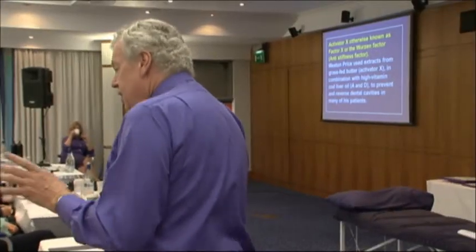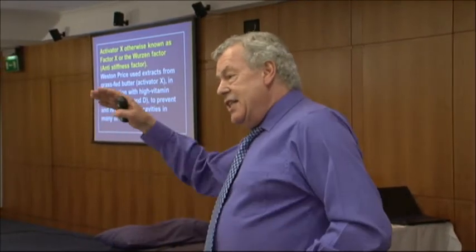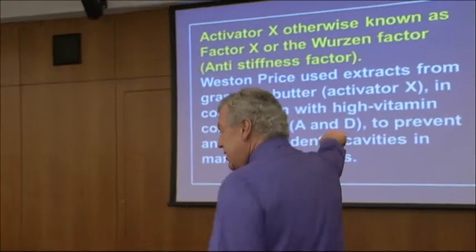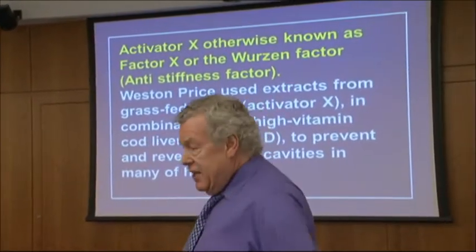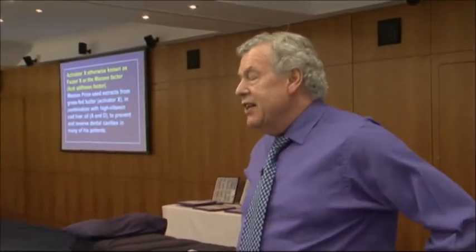Okay, but first let's finish off with K. So what he found is the best source of A and D together was cod liver oil. But we may find that a person doesn't strengthen to cod liver oil because they only need the A or they only need the D. Okay? So Weston Price used extracts from grass-fed butter. Now this is the thing about this. He called it activator X, or X factor.